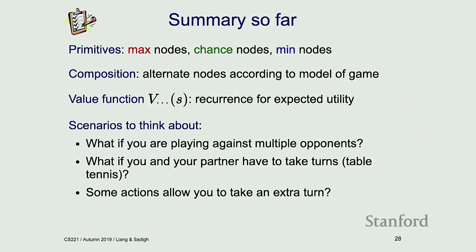So there might be other scenarios that you might want to think about, for example, for your projects or in general. There are other variations of games that you might want to think about. What if you're playing with multiple opponents? So far we've talked about a 2-player setting where we have 1 opponent and 1 agent. But what if you have multiple opponents? You can think about how the tree changes in those settings. Or, for example, the taking turns aspect of it.